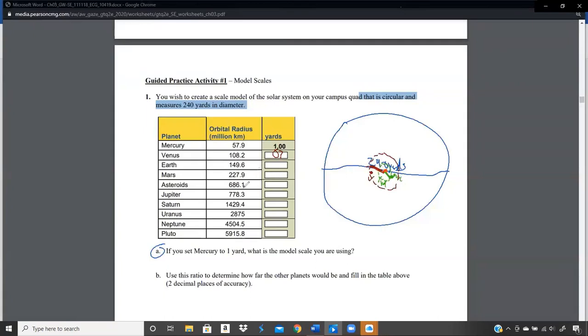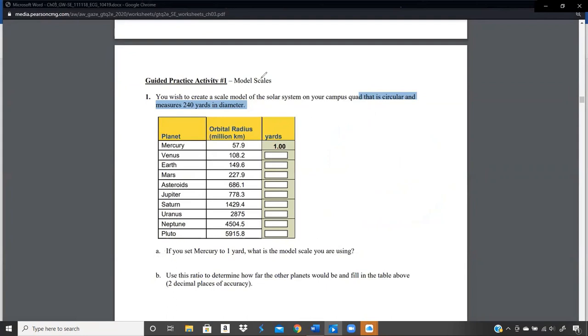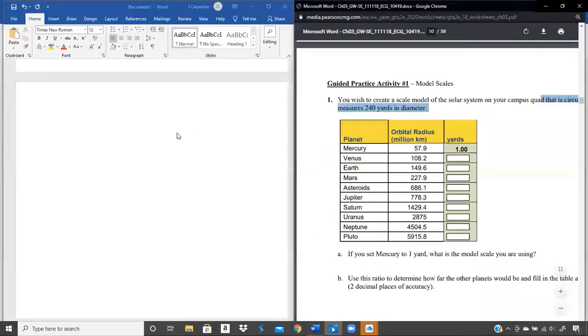Okay, so if you set Mercury to 1 yard, what is the model scale you are using? So what they're asking has everything to do with Mercury and will end up being used throughout the rest of the planets. Now, before we move on, actually, I just need to clear my screen. We're off of annotate. Okay.